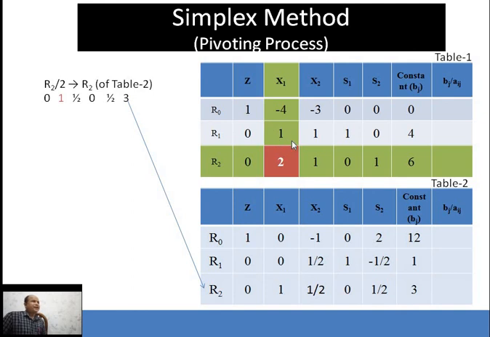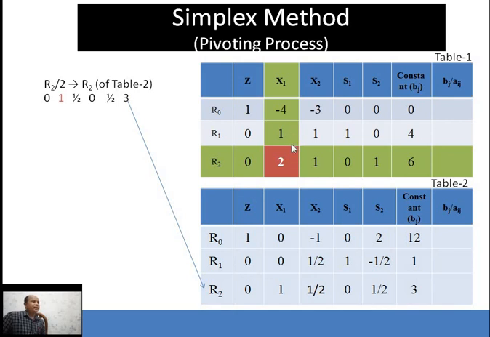This one has to be converted into 0 by taking R2, that is row 2. How can it be possible? See, it is 1. If it becomes 1, if we deduct it, then automatically that will be the 0.